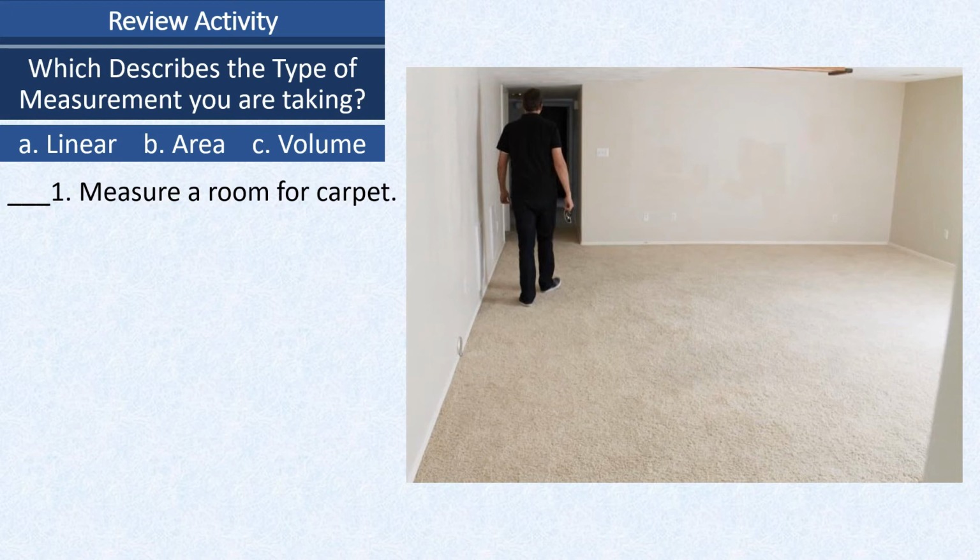What you're seeing right now, number one, measure a room for carpet. What type of measurement would that be? Would you need to take a linear measurement, area, or volume? B, area.